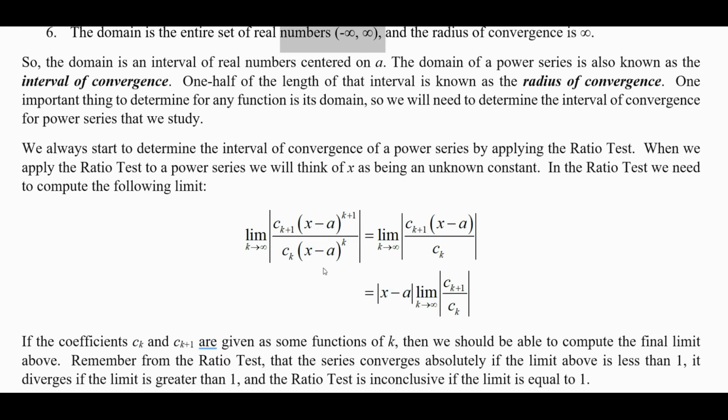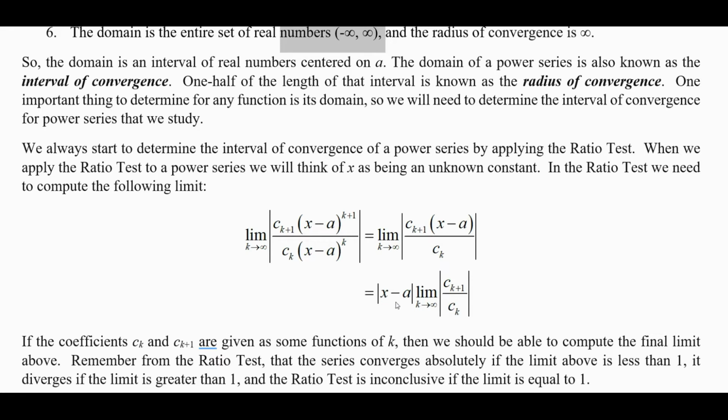And of course, when you do the ratio test, you take a term, c sub k times x minus a to the k, and put that in the denominator. Put in the next term, c sub k plus 1 times x minus a to the k plus 1, in the numerator. Do the absolute value, take the limit. Look at what always happens. The x minus a to the k's always cancel, leaving an x minus a. The absolute value of that can be split off as a factor and then brought out in front of the limit sign.